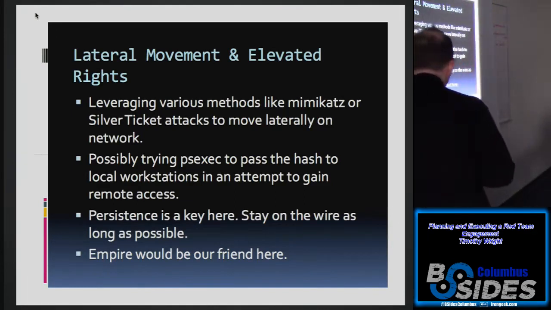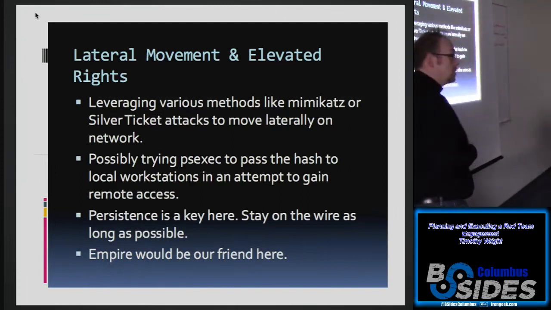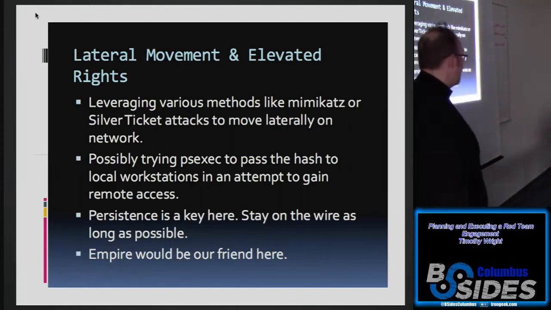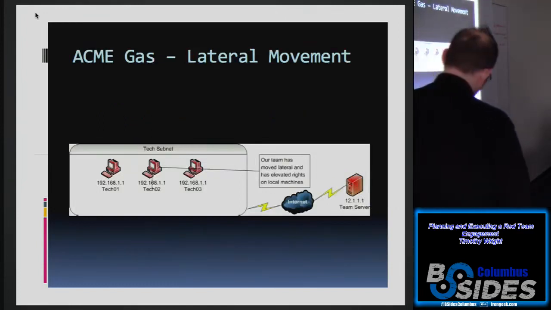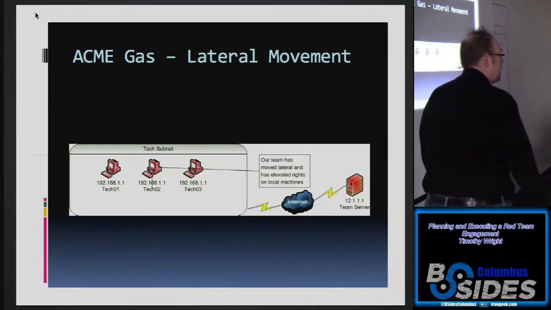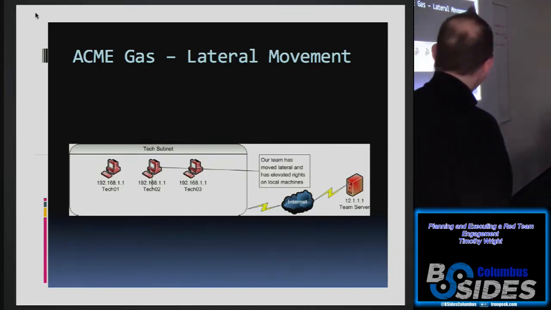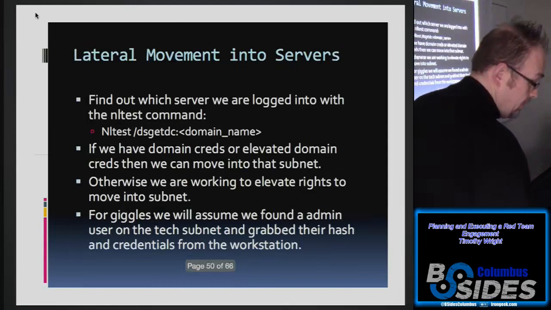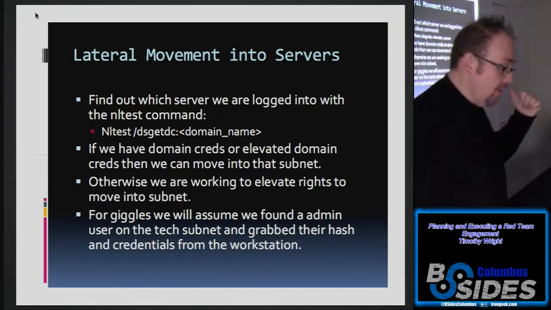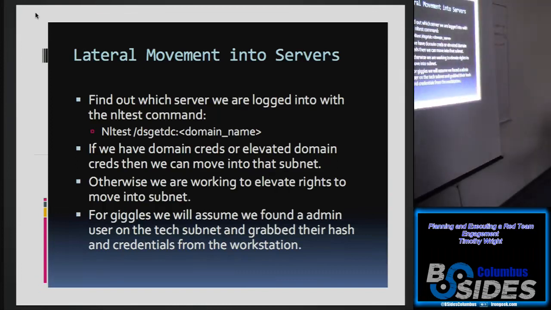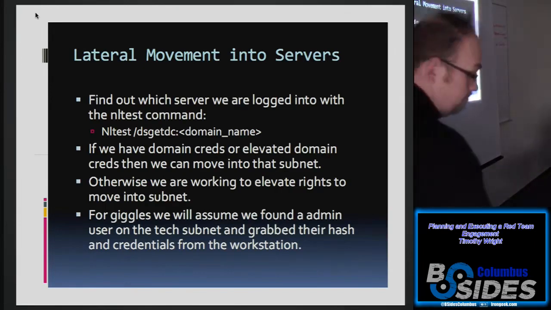Persistence is the key, so we're going to try to stay on the wire as long as possible during this assessment. And again, Empire is going to be our friend. So at some point, our team gains elevated rights in the tech subnet. So we've moved laterally, we've owned all the boxes. Using something like NLTest, we're going to find out exactly which machines we're logged into now. Which server am I logged into? I'm going to run that command. And then we're going to try to pivot over into our server subnet.